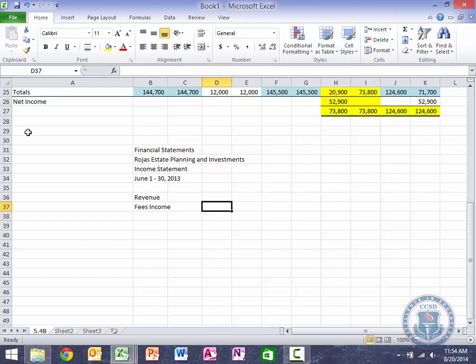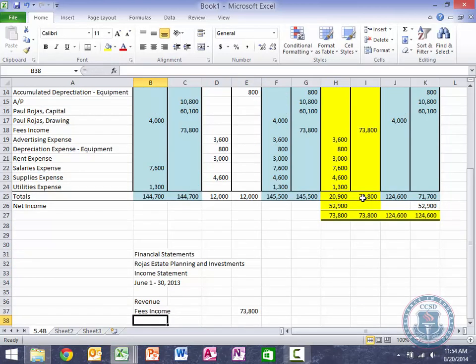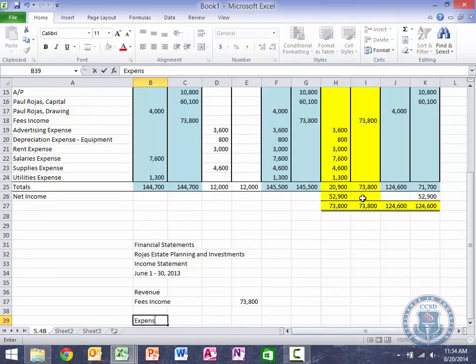We're just building a financial statement. It's nothing too fancy. I could type it in, or I could come over here and say, hey, my fees income was 73.8. I'm going to take it right here from my income statement. This is kind of giving me a good little view of what I'm going to do anyway. Equals this. Then I have my expenses.